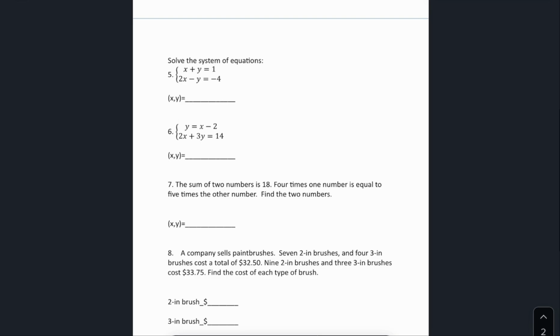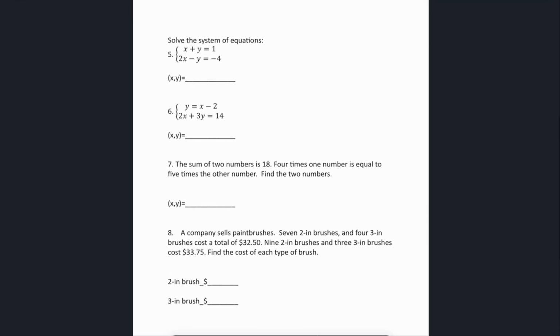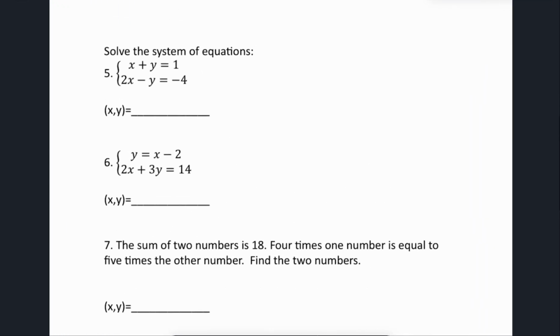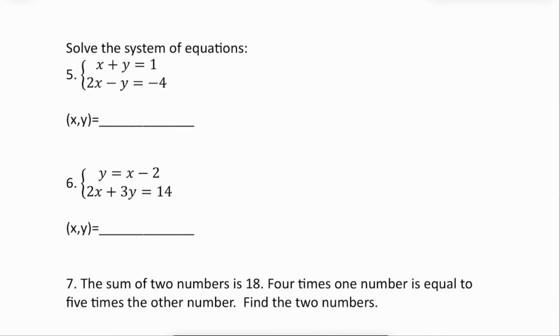Now let's take a look at our systems. There are going to be 4 equations like you see here. Let's do our first one. That is a great one to use elimination on. The reason I think that is because since these are opposites, the y's, when we add these 2 equations together, will be eliminated. So let's add those 2 together.